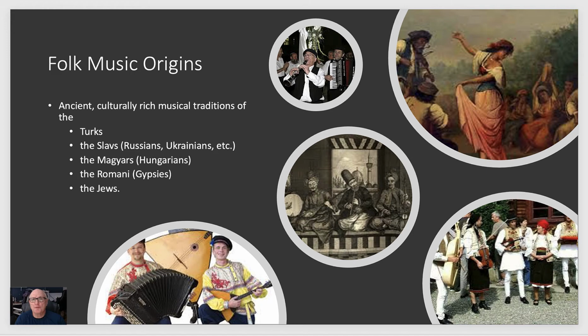So let's look at the folk music origins and the ancient culturally rich traditions of the Turks, the Slavs, which were the predominant large group of people that centered in the middle of that Eastern European area, now known as the Russians and the Ukrainians, etc. The Magyars, who are now the Hungarians. The Romani, which originally come from North India, and we consider them now to be called gypsies, and we'll talk a little bit about that later. And then, of course, the Jewish influence, which happens all throughout that part of Europe.